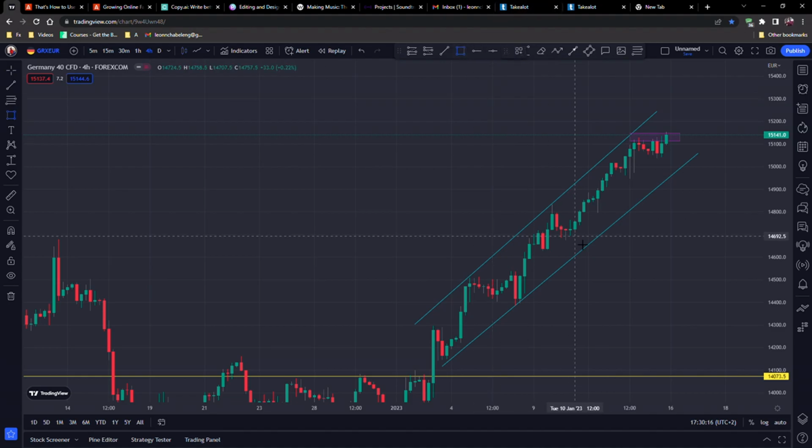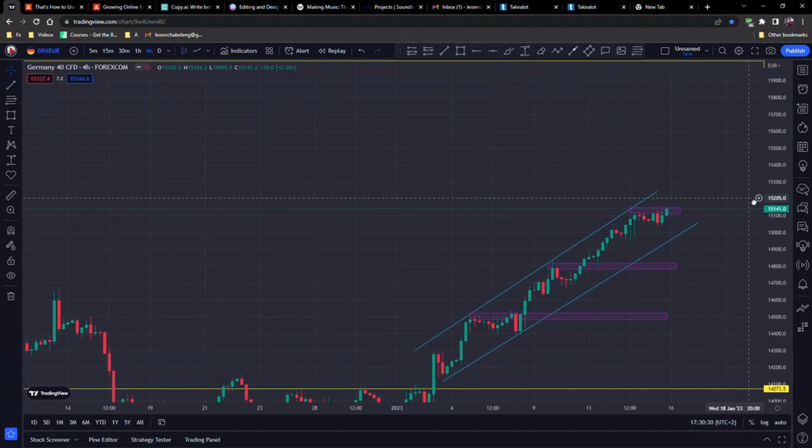And we also have this area right here. Should the market come back for a retest, that's the resistance support area. We also have this area here as another support area. But yeah, that's gonna be it for Germany for the week.